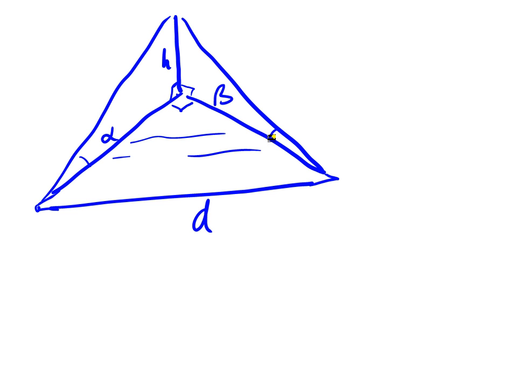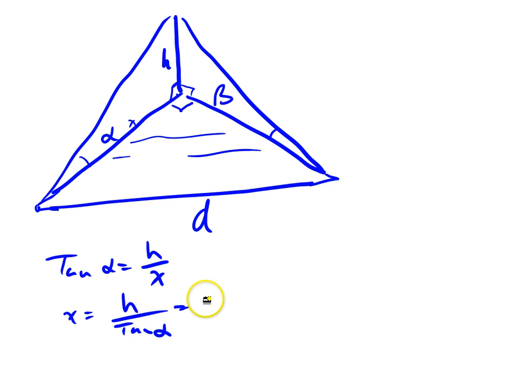So the thing that I do is I kind of work this backwards a little bit, in that if I knew h and alpha, I can use some trig to find this length here, right? So for instance, let's call that length x. Tangent of alpha is h divided by x, right? So I can solve for x. x is h divided by the tangent of alpha. I can write it that way, or I can write it as h times the cotangent of alpha.